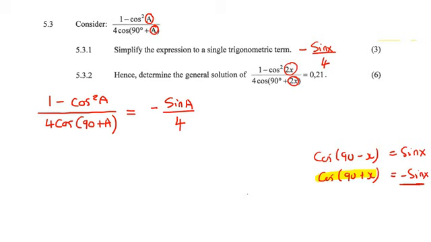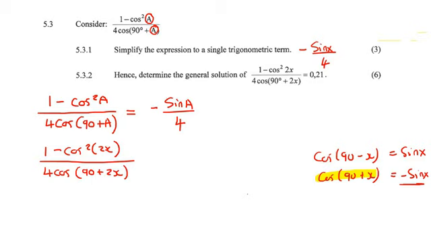So then what they want us to do is to think about what this would become. Well, you can just follow what we did here, but you don't have to do everything because they said hence, so we're using the previous answer. So then we can say that 1 minus cos squared of 2x over 4 cos of 90 plus 2x, we can then change to minus sin. Now you just copy the angle.